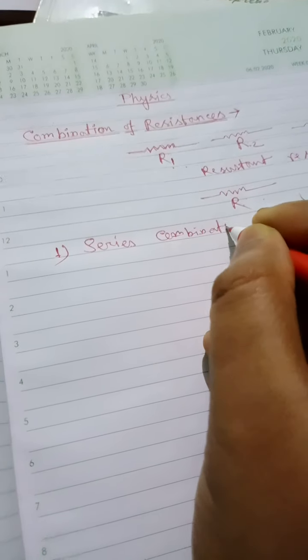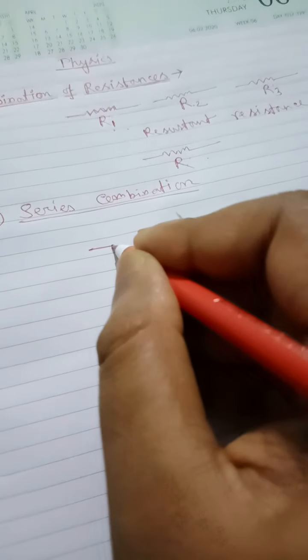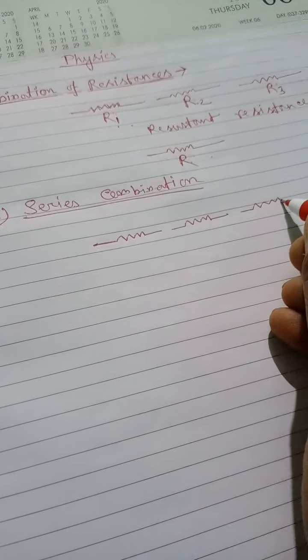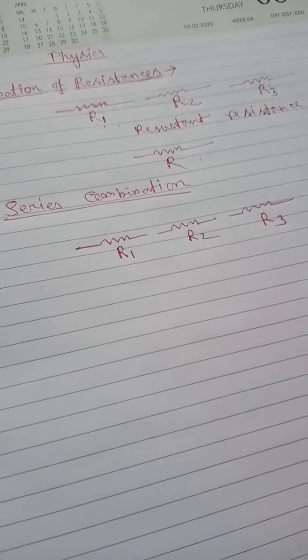Now this combination of resistances is of two types. First is the series combination. Number one is series combination. So what is the series combination? So here 1, 2, 3 resistors are there, and their resistances are R1, R2 and R3.